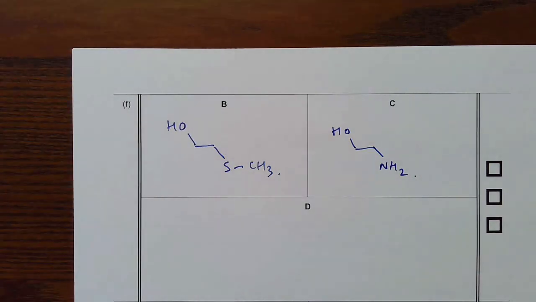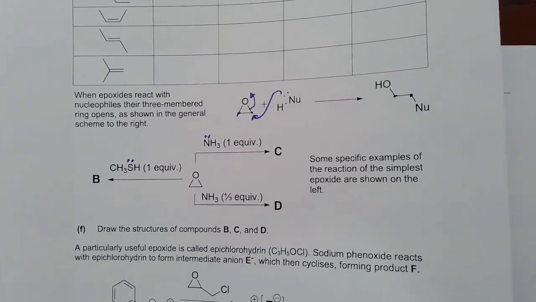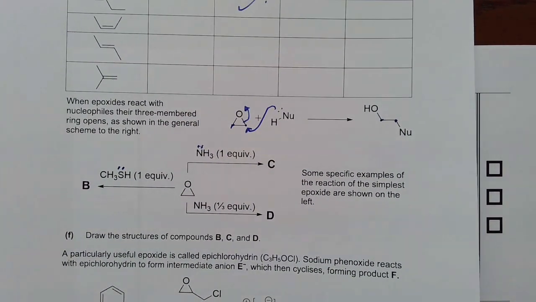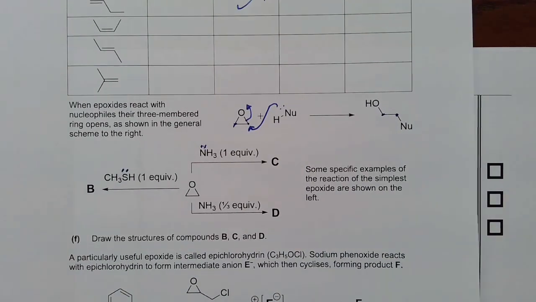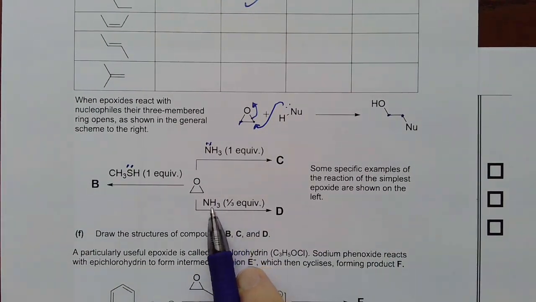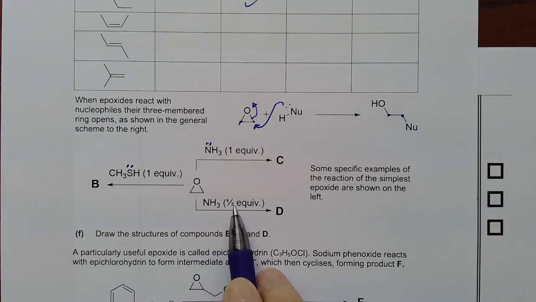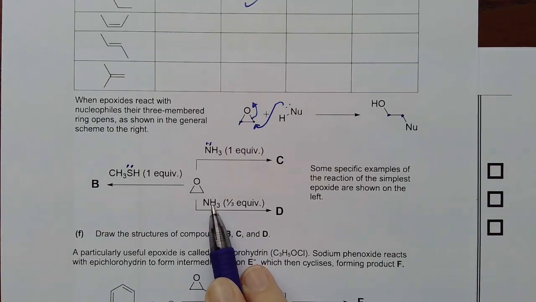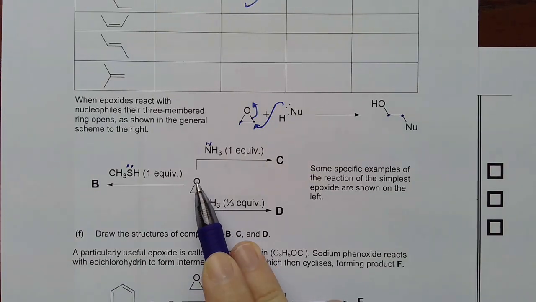Okay. And now D is a sort of tricky one because it says a third equivalent. And you have to think for a little bit what that means. What does it mean to have a third equivalent of NH3? If you've not seen this kind of thing before, you think, well, a third of this reacts with that?